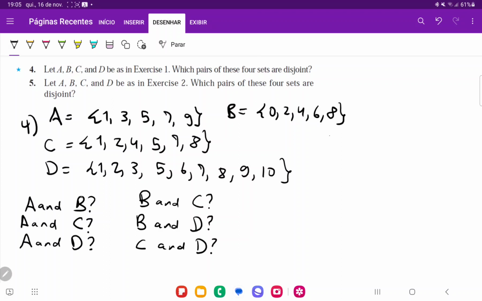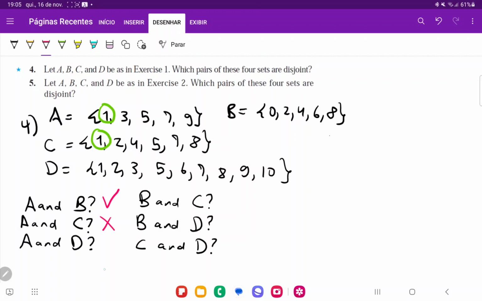So let's look at A and B. A are the odd numbers and B are the even numbers. And odd and even have absolutely nothing in common. So these are disjoint. What about A and C? Well, A and C, we can find at least one element here that is in common. If they have at least one, then that means it is not disjoint. So that's going to be no.